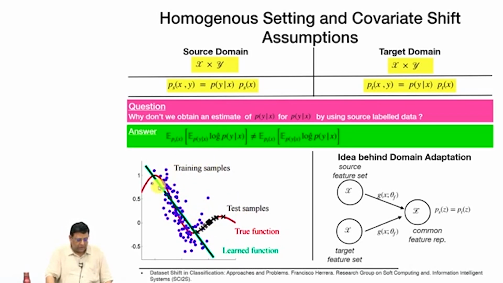But now, these blue dots are samples coming from some distribution Ps of x, and the black dots are some x which you sampled using Pt of x. Now suppose somebody gives you these blue dots, and you try to fit a model, a relationship between x and y. Probably you will end up fitting this green line, correct?